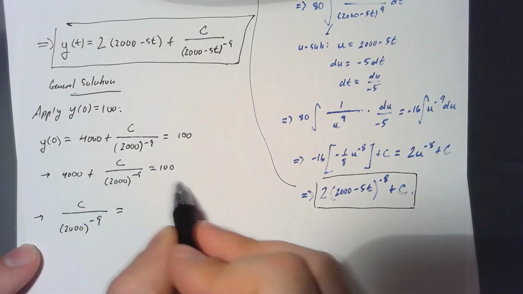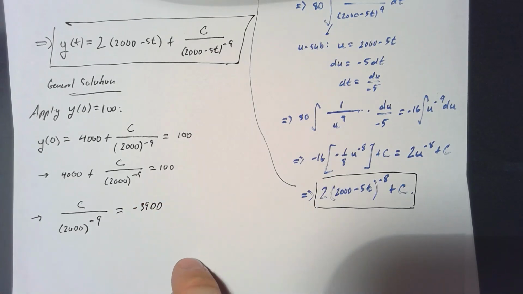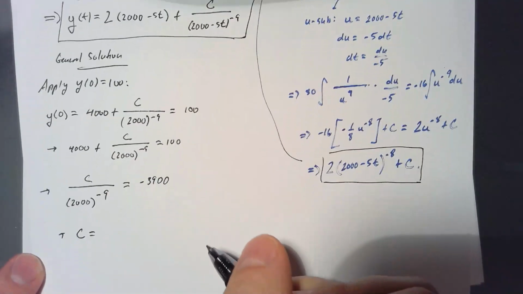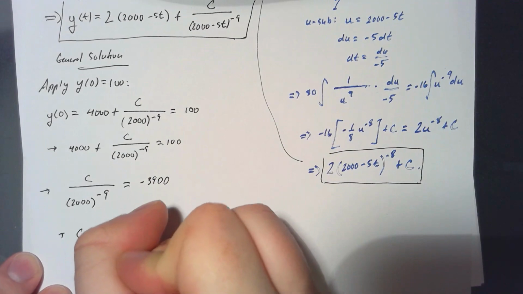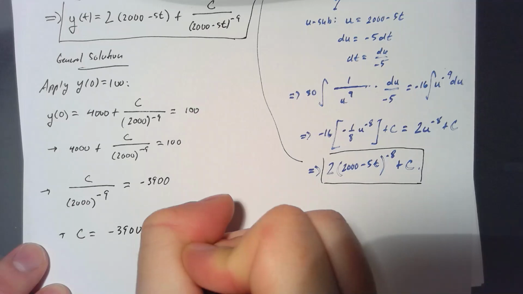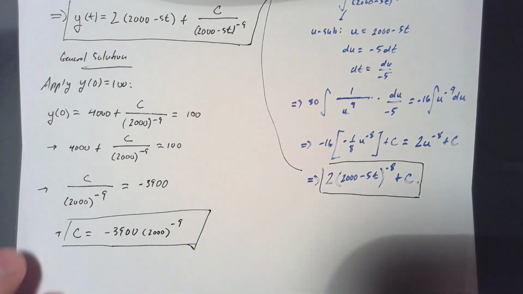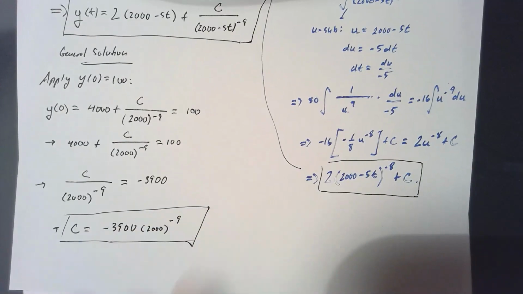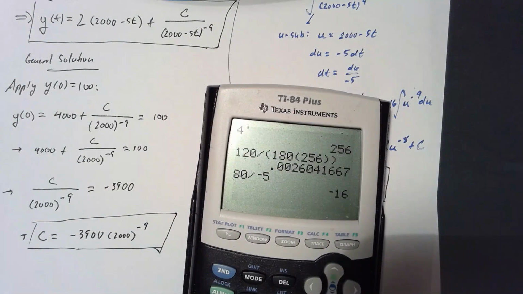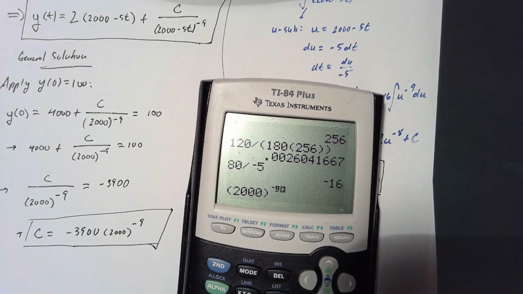And that's going to equal 4,000 minus 100 is negative 3,900. Then multiply this by both sides. So you get c equals negative 3,900 times 2,000 to the negative 9th power. So there's the constant c. I'm leaving it that way. You know, if you pop that number in your calculator, you're going to get a big number. I'll show you. I don't even know if your calculator can do it, to be honest.